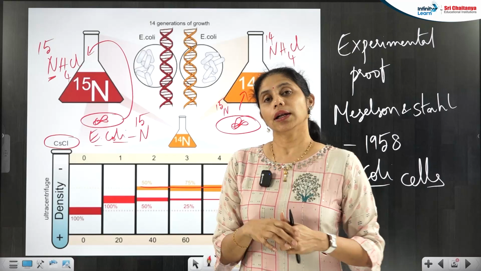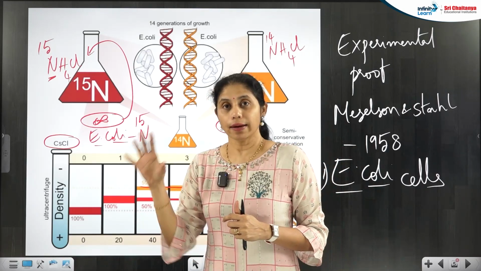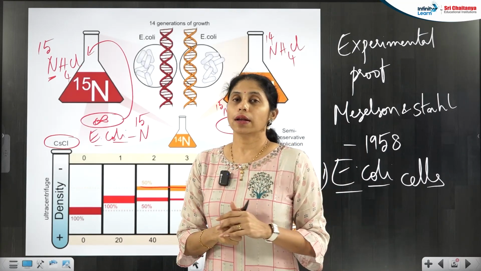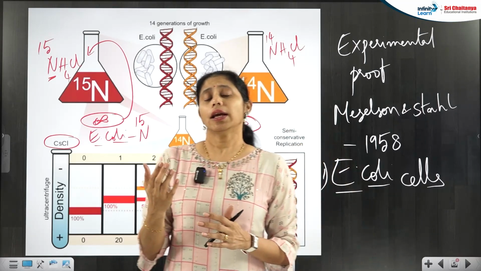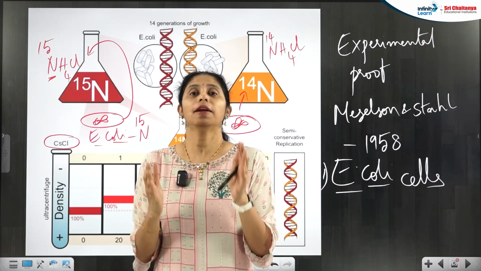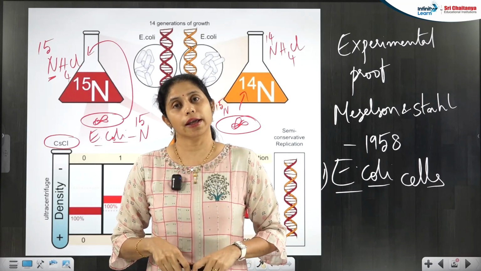So N14-containing DNAs are generally called light DNAs and N15-containing DNAs are called heavy DNAs. And if any DNA has a combination of 14 and 15, it is called hybrid DNA.